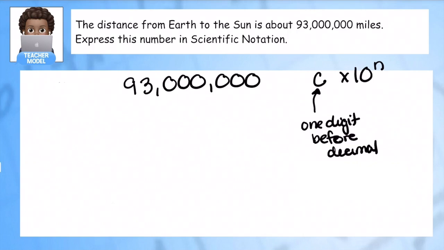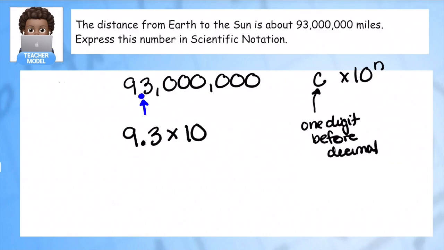Remember, it can be greater than or equal to 1, but it has to be less than 10. So ideally, just by looking at it, I know I want my decimal to be here, between the 9 and the 3. That way, this number is still less than 10, but it's more than 1. So let's write this down. So I would have 9.3 times 10.